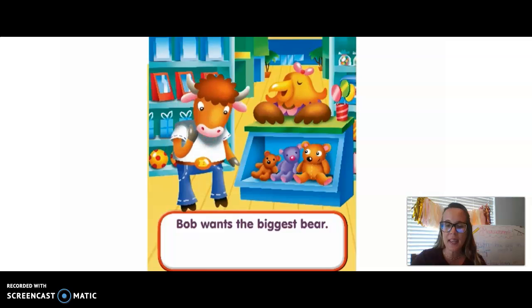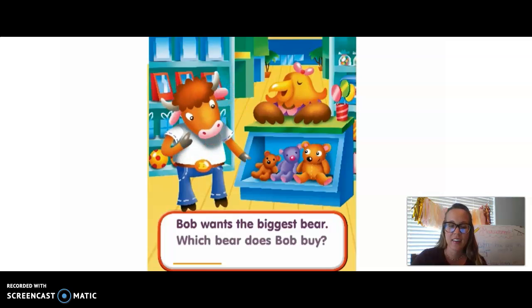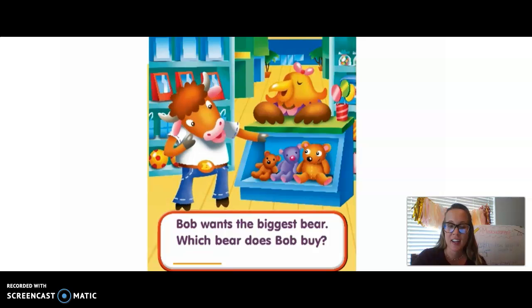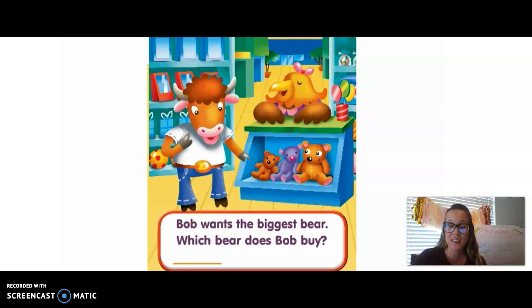Bob wants the biggest bear. Which bear does Bob buy? So looking at all the bears, which one is going to be the biggest? Biggest. Look at the yellow. You see it here? It's showing us which one is the biggest.